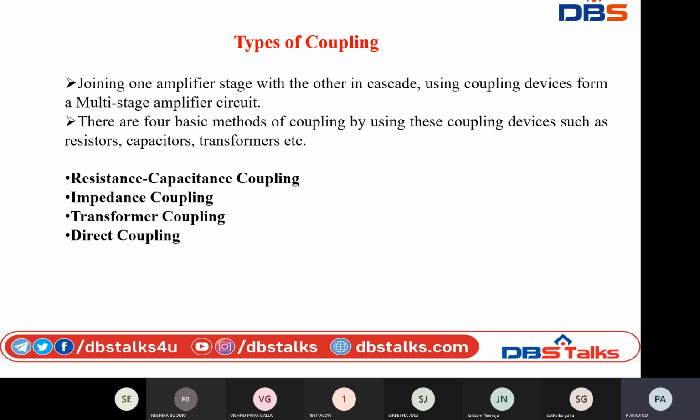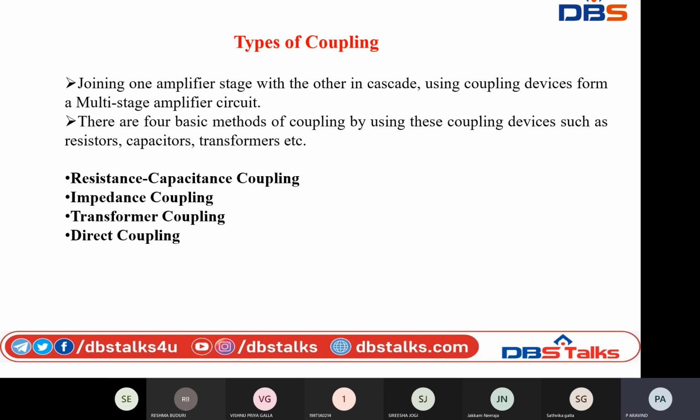So in the first case, that is resistance capacitance coupling, in this coupling we use simply a resistor and capacitor combination. And the capacitor allows the AC and blocks the DC. So this is the main coupling element here.